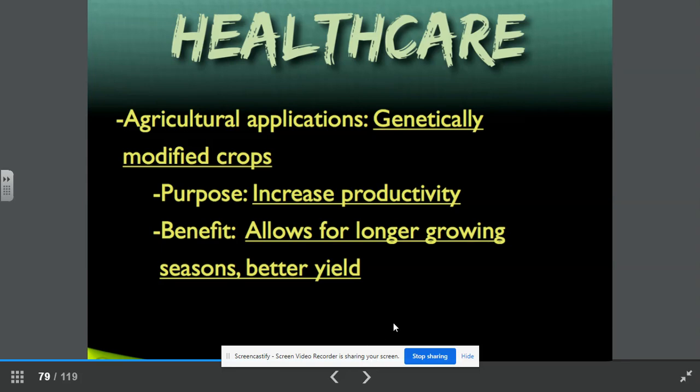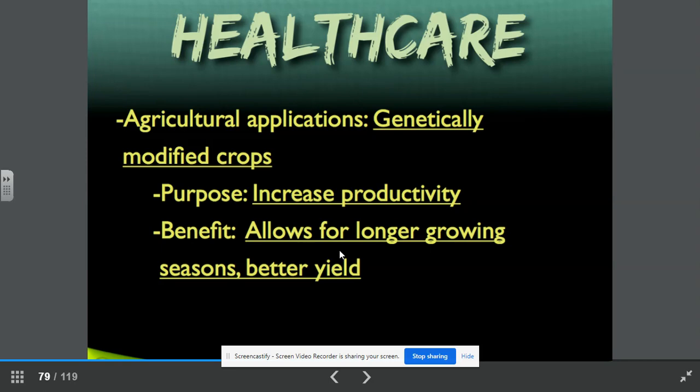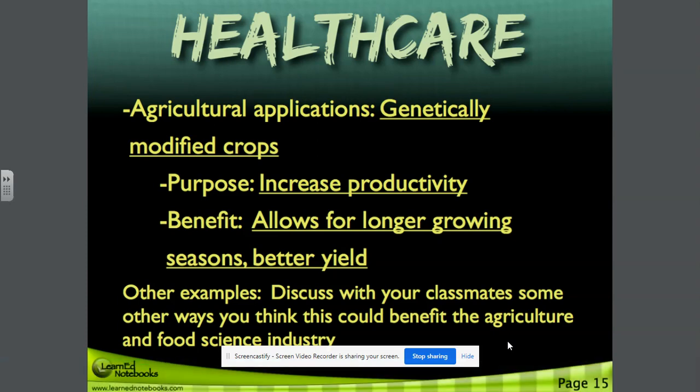Agricultural applications, genetically modified crops. The purpose of this is to increase productivity. The benefit would be allowing for longer growing seasons and a better yield, a better outcome in the number of crops present. Other examples: discuss with your classmates some other ways you think this could benefit the agriculture and food science industry. We will be having debates in class on issues in biotechnology.